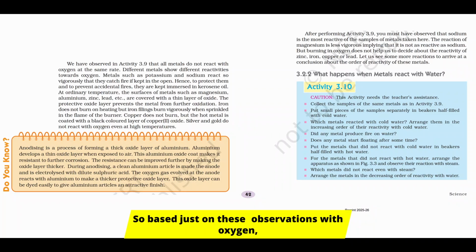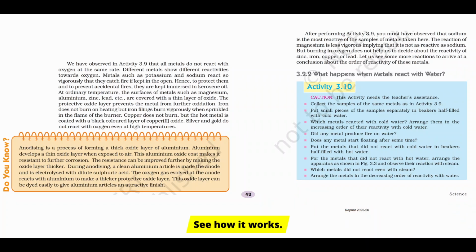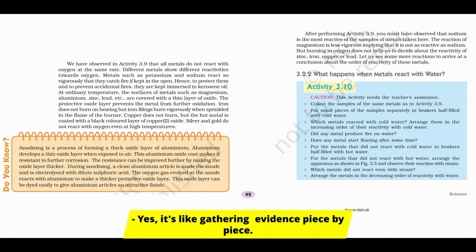So, based just on these observations with oxygen, we can start to put together a preliminary reactivity order. Potassium and sodium are clearly the most reactive, then magnesium, less vigorous, then iron, then copper, with silver and gold way down at the least reactive end. This order will continue to build as we explore more reactions. Yes, it's like gathering evidence piece by piece.